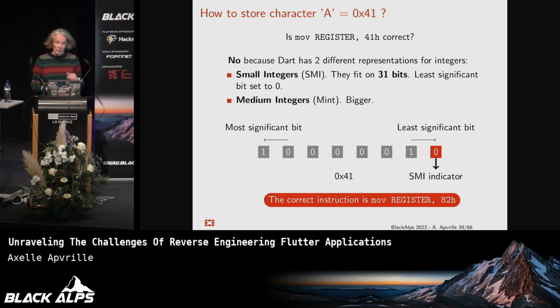And this has quite a lot of implications, because if it's a small integer, the least significant bit is going to be set to 0. What does that mean? It means that it's going to multiply all values by 2. So actually, if you want to store character A, which is 41 in hex, you're not going to write 41, you're going to write 82. Got it? Okay.